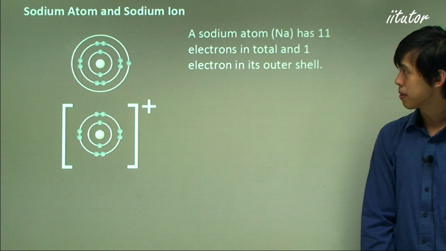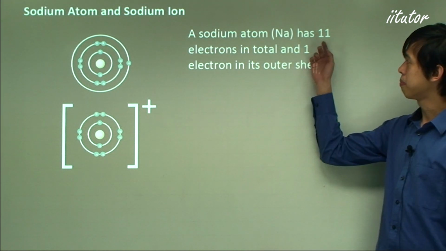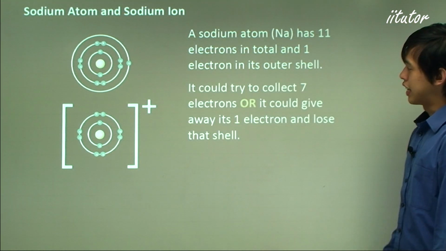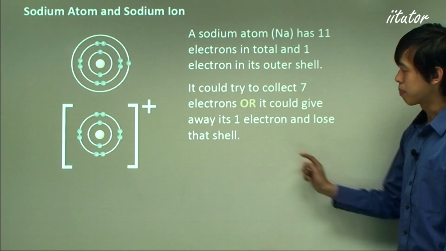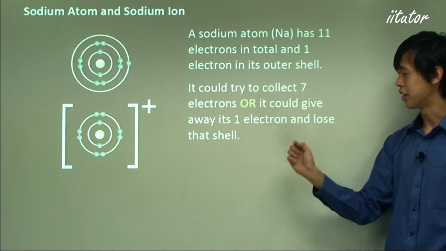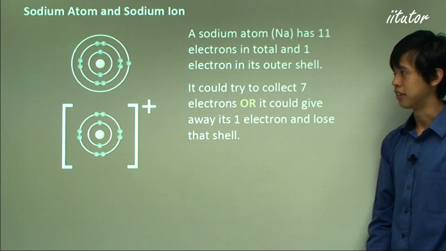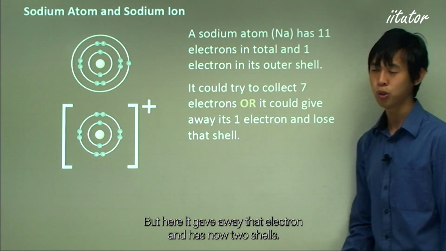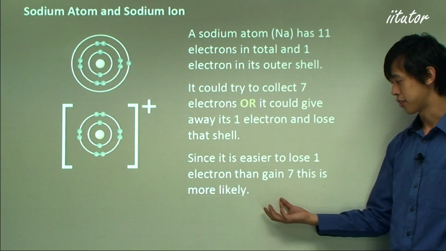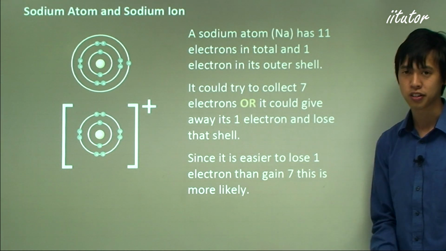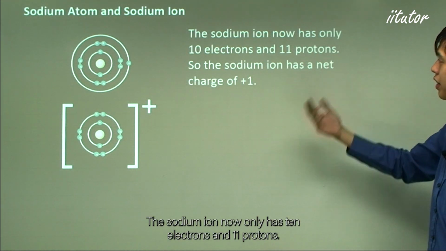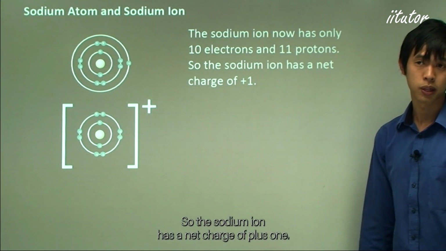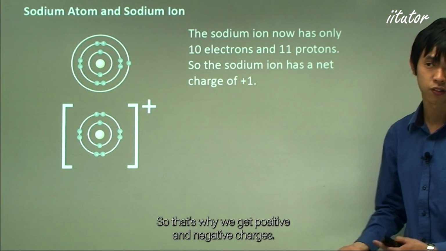Now the sodium atom and sodium ion. If we look at the sodium atom, it has 11 electrons in total and 1 electron in its outer shell. It could try to collect 7 electrons, but the key thing is that it could give away its 1 electron and lose that shell. So here it has 3 shells, but here it gave away that electron and has now 2 shells. Since it's easier to lose 1 electron than gain 7, losing an electron is more likely. The sodium ion now only has 10 electrons and 11 protons, so the sodium ion has a net charge of +1. So that's why we get positive and negative charges.